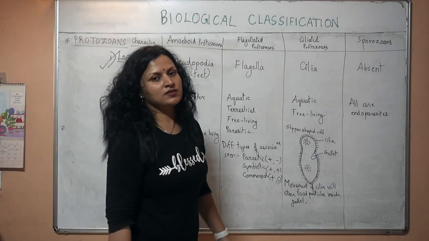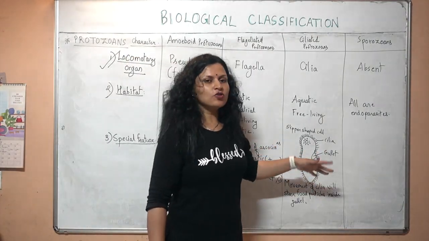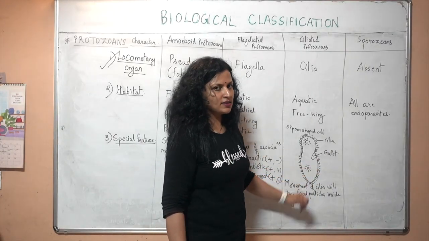These are some of its special features. Ciliary movements. Cilia are used not just for locomotion but also for steering the food particles inside the gullet.